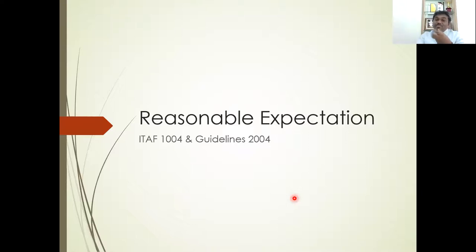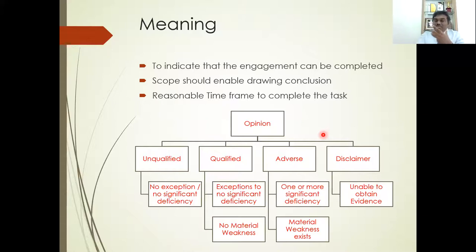Now, next, what is reasonable expectation? So your opinion is basically what we are discussing. The engagement should be complete, the scope should be enabled for drawing a conclusion, and you should try to do your entire work within a reasonable time frame. So your opinion can be of four types. Unqualified, everything is fine. No exception, no significant deficiency. Please note, we say material misstatement in case of financial audit. In case of IS audit, we say deficiency. Why? Deficiency is a term associated with controls. A material misstatement is associated with a larger process in a financial exam.